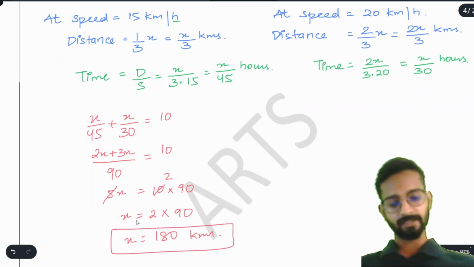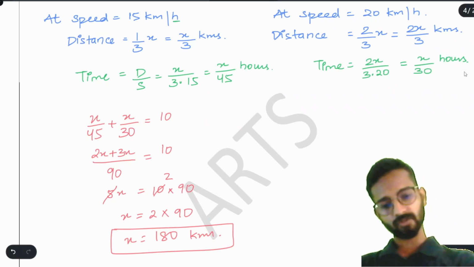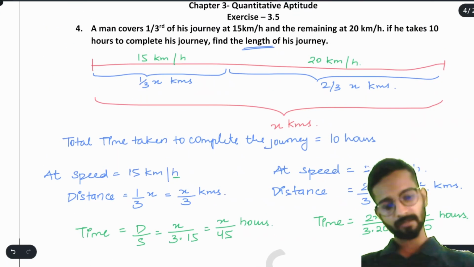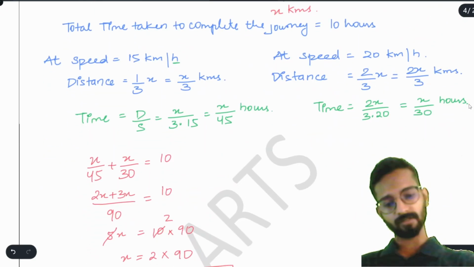X was our distance. So, how much is the total distance? 180 kilometers. Understood? So, we can say that the length of his journey is x kilometers. X kilometers is nothing but 180 kilometers. Simple enough. Now, moving further to the next question.